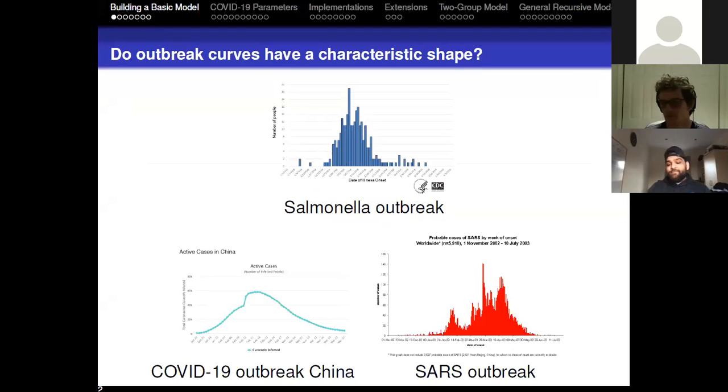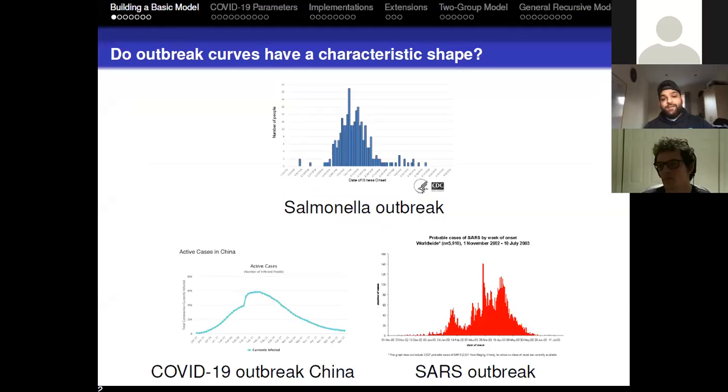Okay, so when we go about building a basic model for infectious disease outbreaks, the first thing that we can do is look at the data of outbreaks and see whether the data has some sort of characteristic shape. So if we look at some data that we have here, the first image that you see is from a salmonella outbreak in the US in 2018. You can see that it starts off with some sort of exponential growth, and then there's a plateau at the top, and then the cases start to decrease.